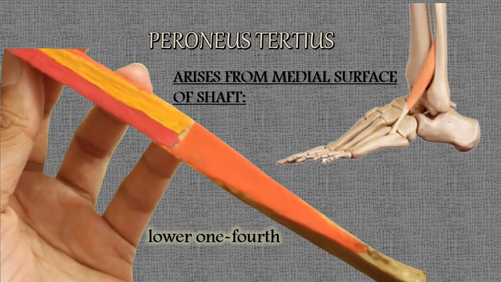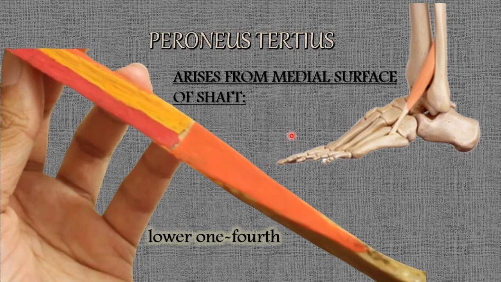Now peroneus tertius. The word peroneus or fibularis is the same thing. So the fibularis longus, fibularis tertius, fibularis brevis, or fibular nerve or peroneal nerve, the words peroneal and fibular are the same thing. So don't get confused if sometimes I say fibular, or sometimes I say peroneus, or you read it somewhere else.